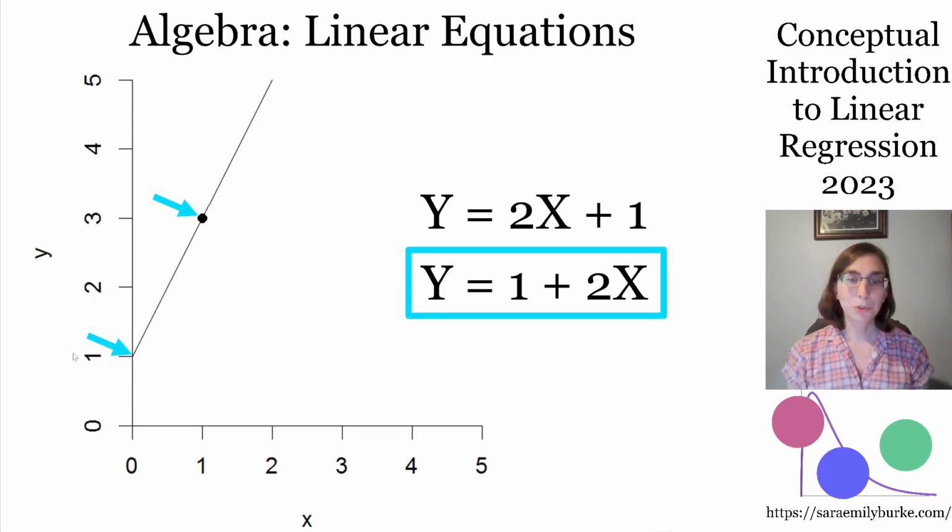In statistics, we'll usually put the intercept first when we write equations for lines. Intercept plus slope times variable.